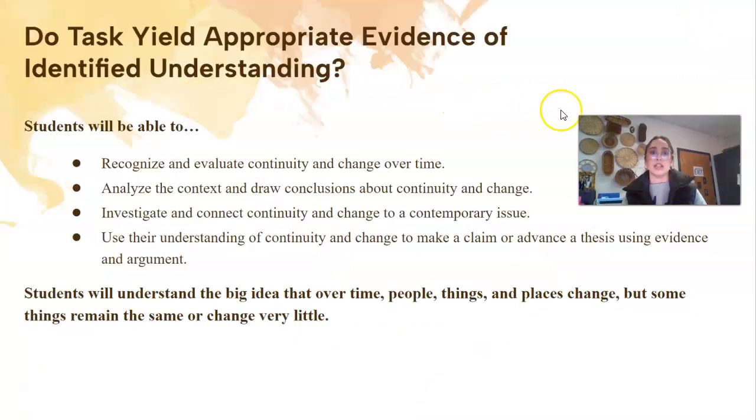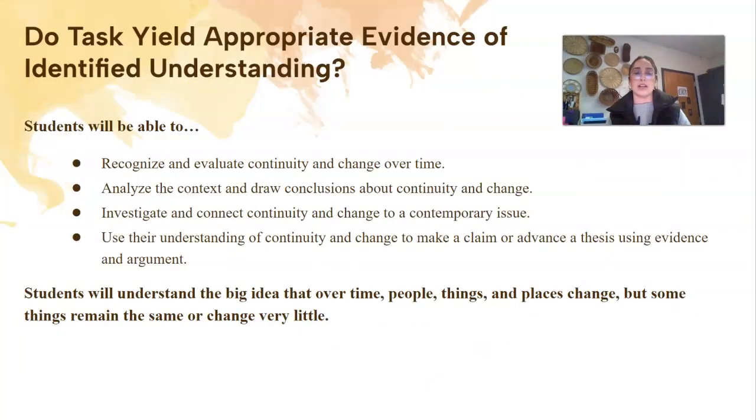So, does the task yield appropriate evidence of identified understanding? Within my unit, the students will be able to recognize and evaluate continuity and change over time, analyze the context and draw conclusions about continuity and change, investigate and connect continuity and change to a contemporary issue, and use their understandings of continuity and change to make a claim or advance a thesis using evidence and argument. I currently teach social studies to 6th grade students.